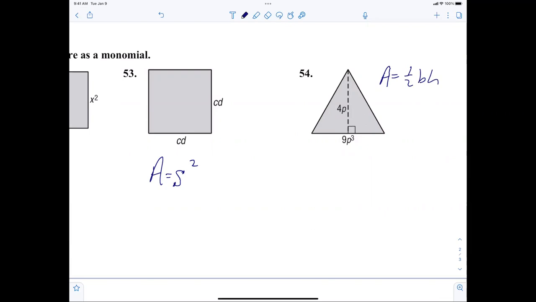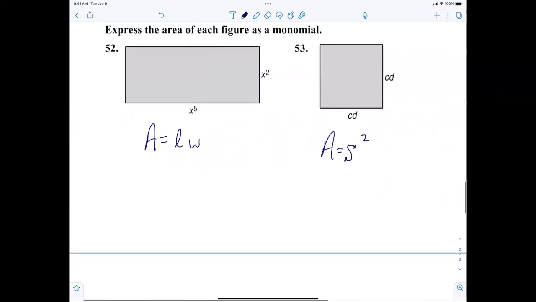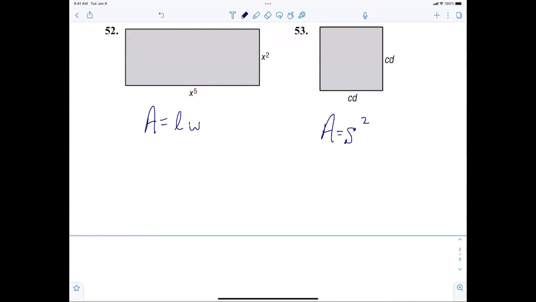All right, so we're just doing 53. So what's the side length? Oh, I'm sorry, we're on 52. Thank you. So 52, James, what am I gonna do? What's the length and width? X to the fifth. And the width? X to the second. So what's my area? X to the seventh. You are amazing.